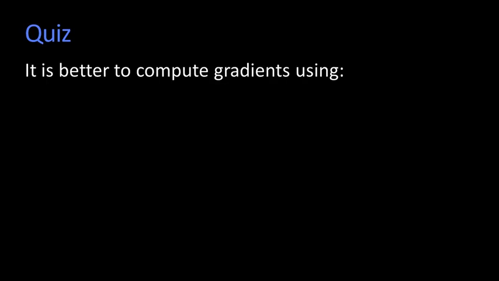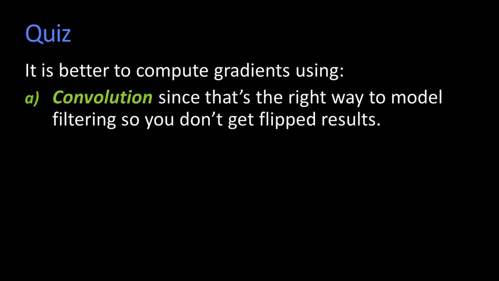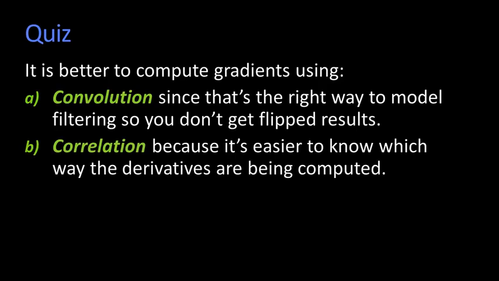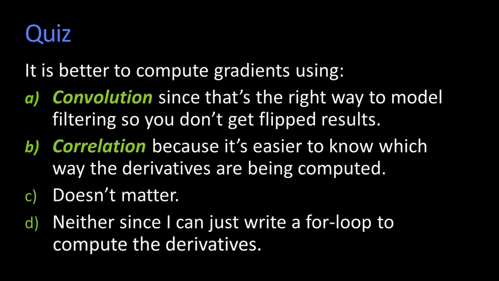Quick quiz. It is better to compute gradients using: A, convolution, since that's the right way to model filtering so you don't get flipped results; B, correlation, because it's easier to know which way the derivatives are being computed; C, it doesn't really matter; or D, neither, since I can just write a for loop and it'll compute the derivative. Well, this is a tough one. The answer is either B or C.